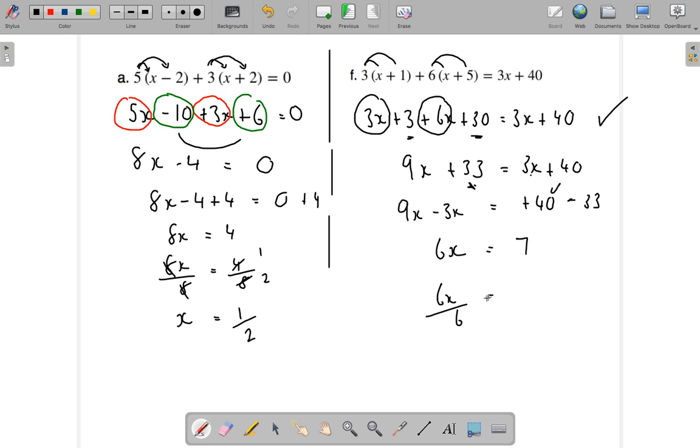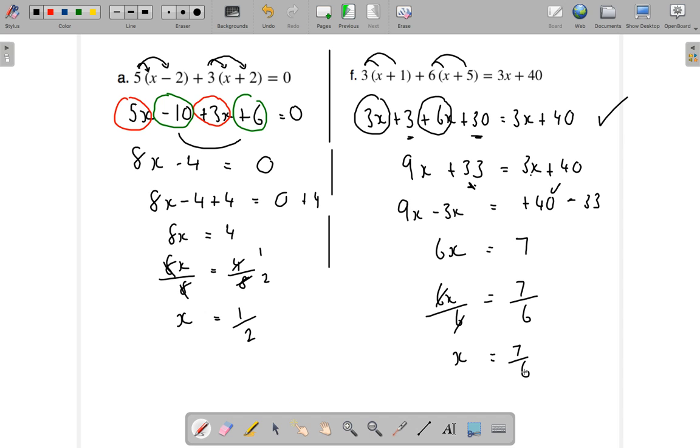Divide both sides by 6. And the 6s cancel there and there. x equals 7 on 6. That can't be cancelled any further, so that's our answer.